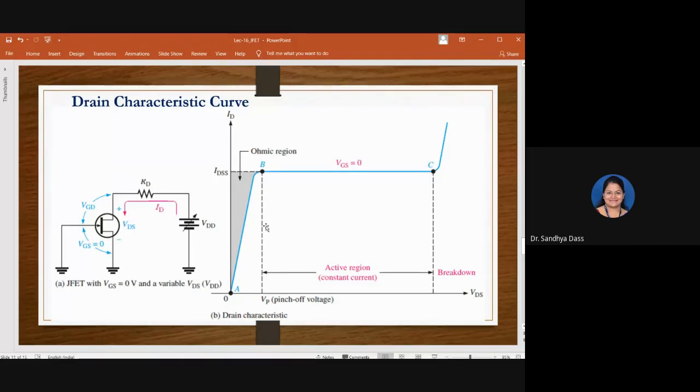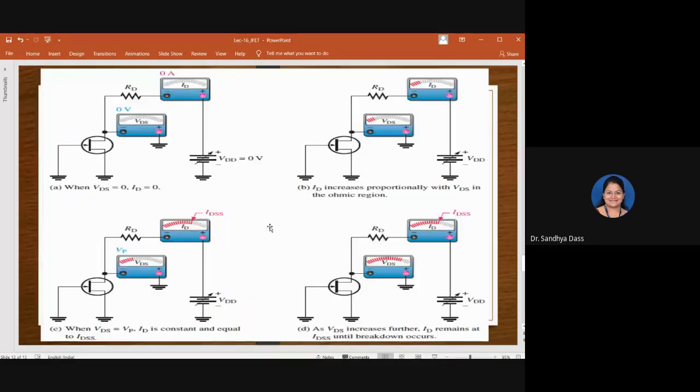Okay, before doing that, let me show you this slide. So observe the different conditions there. The graph can be understood with this interpretation here. So this is the first condition where VDS, assume that VDS is 0. That is, the voltage applied across drain and source is 0. So obviously there will be no current, isn't it?